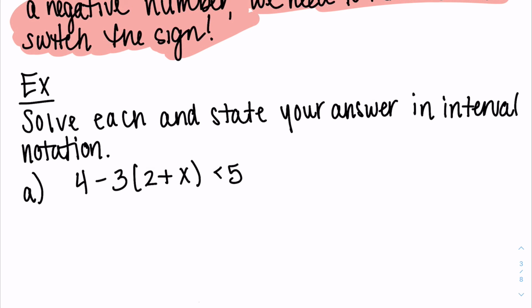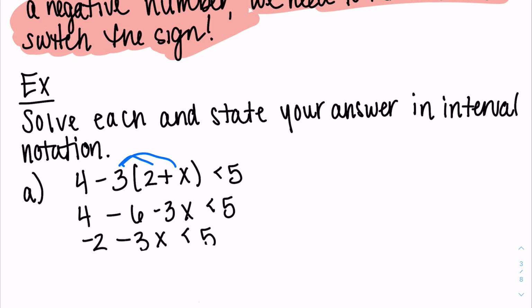So first and foremost, the thing I need to do is solve for x, so I ultimately want to isolate it. So let's go ahead and distribute this -3. So that's going to give us -6 minus 3x. Now we can combine our constant terms. So we get 4 minus 6 is -2.